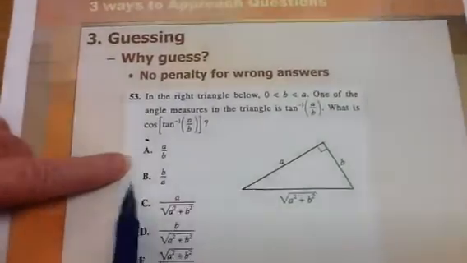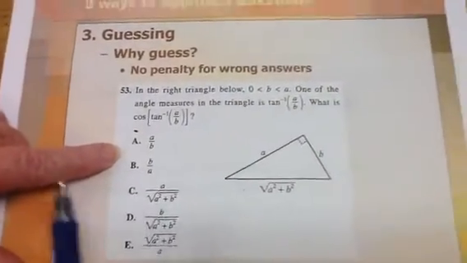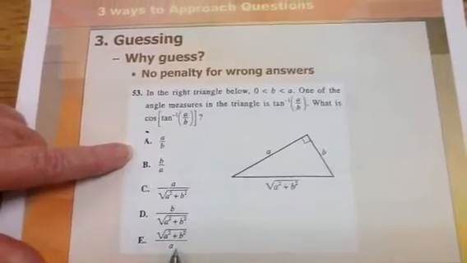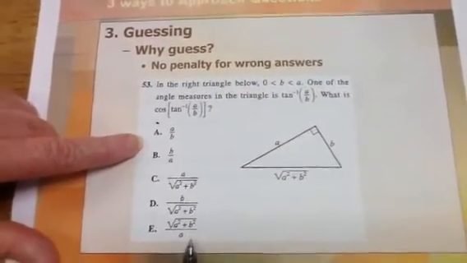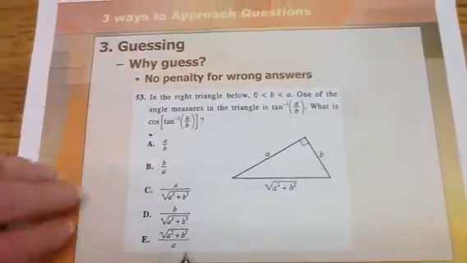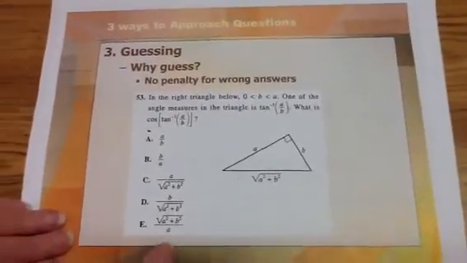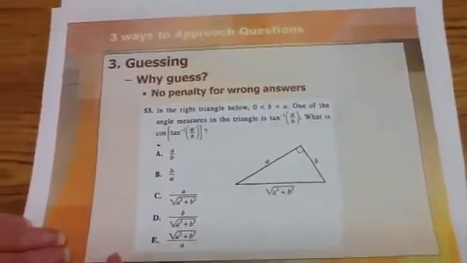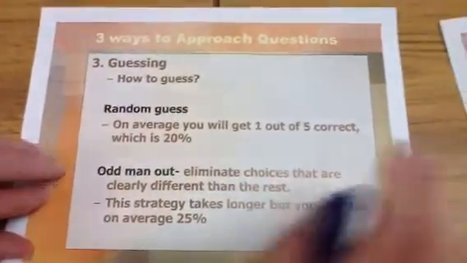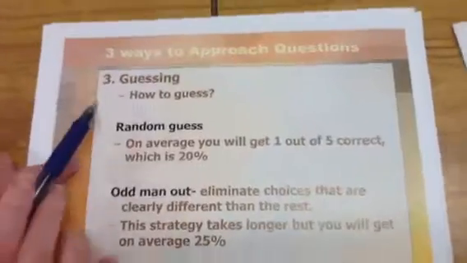Now, if you're in trig, you might be able to work this problem out. If not, you may be looking at this saying, I have no clue, guess, and move on. No penalty for wrong answers. Again, a problem like this, you guess. If you have any idea how to work it, make sure you go slow and get the right answer.